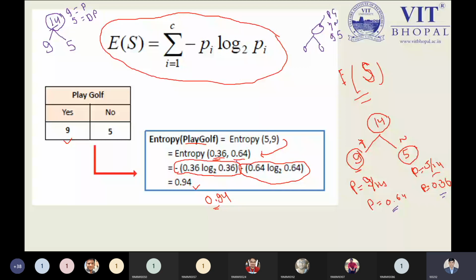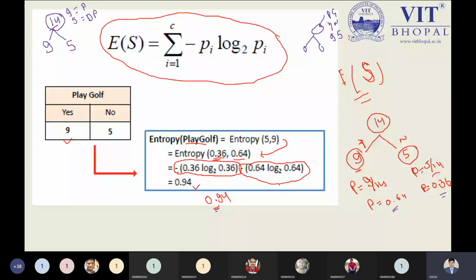So all these are the probabilities. We put the probability values in our equation, and then finally we got our value: minus 0.36 multiplied by log base 2 of 0.36, and minus 0.64 log base 2 of 0.64. So finally we got the value 0.94, and that is the impurity, or entropy value, of this node. That is our first node, the root node. So we got our impurity.